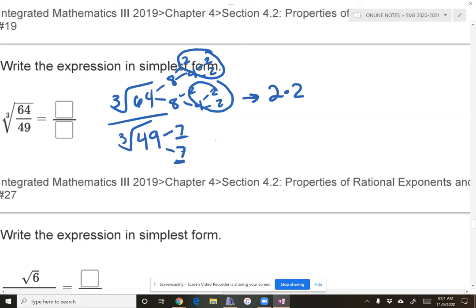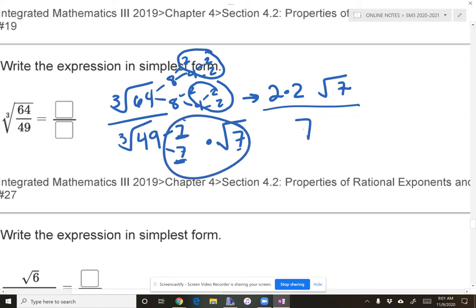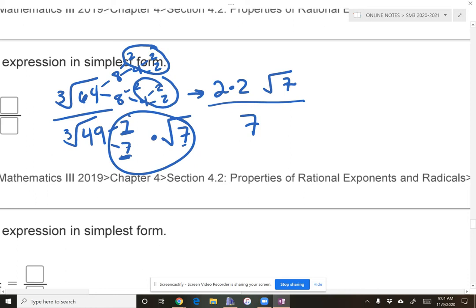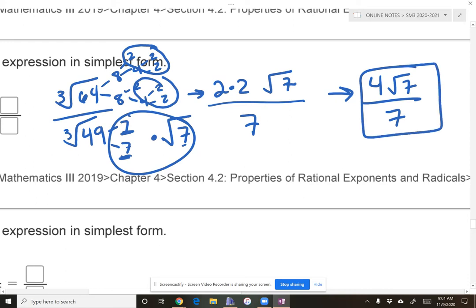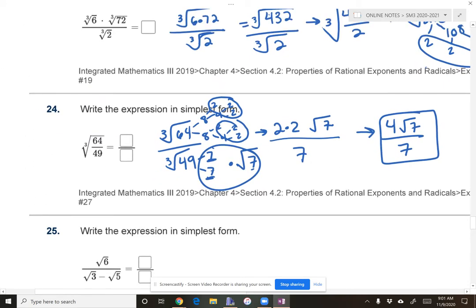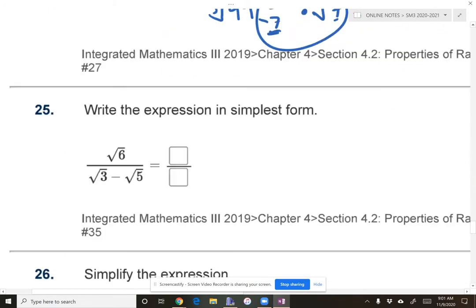Okay, I only have 2 of those. I need another one. So what I'm going to end up doing is I'm going to have to multiply both the top and the bottom by the square root of 7. So when I do that, I get 1, 2, 3 of them, and they get to come out as just a 7. And then on top, I have 2 times 4, which is 4, square roots of 7, over the 7 on bottom. Okay? I know that's kind of a lot, but it's the idea of simplifying and then trying to make sure that there's no root on the bottom.